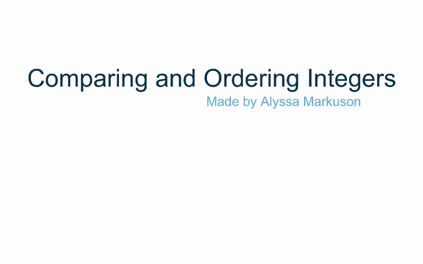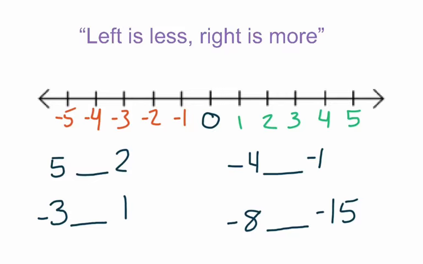In today's lesson, we are going to be talking about comparing and ordering integers. In previous lessons, we have talked about number lines and finding integers on the number line. Little reminders for that is we talked about positive numbers are the numbers greater than 0 or to the right of 0, and negative numbers are numbers less than 0 or to the left of 0.